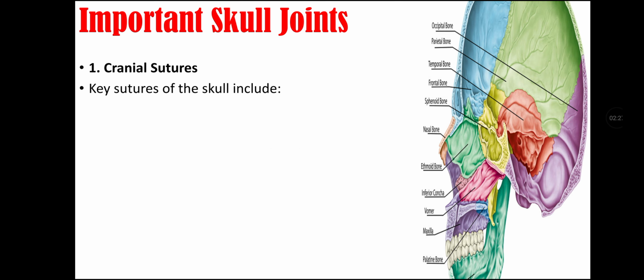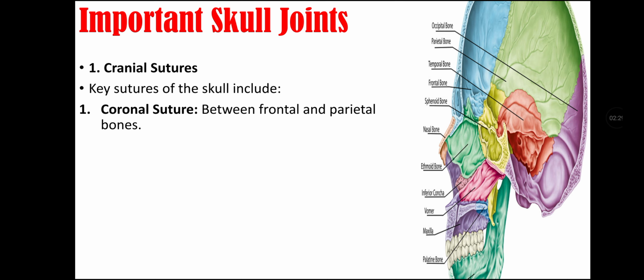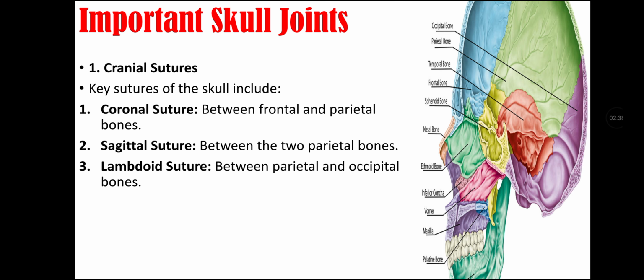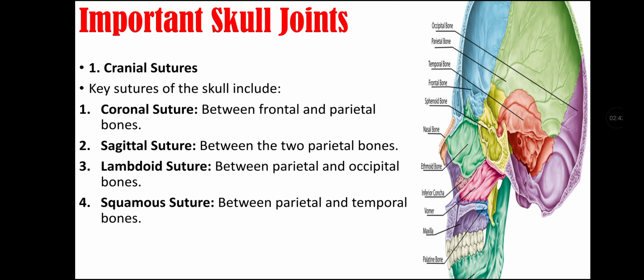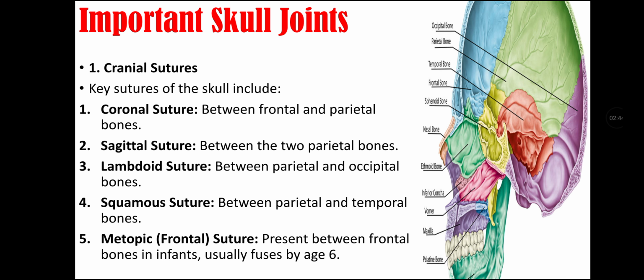First is cranial sutures. The key sutures of skull include coronal suture that is present between frontal bone and parietal bone, sagittal suture that is present between two parietal bones, lambdoid suture that is present between parietal bone and occipital bone, squamous suture that is present between parietal bone and temporal bone, and metopic suture that is present between frontal bones in infants and usually it fuses by age 6.